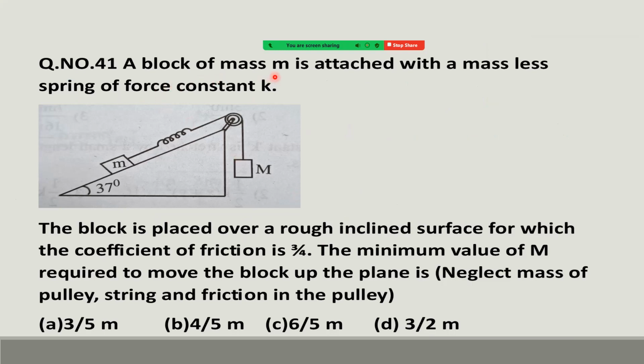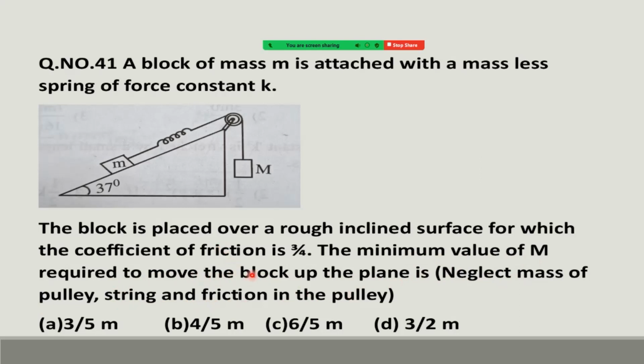A block of mass M is attached with a massless spring of force constant K. The block is placed over a rough inclined surface for which the coefficient of friction is 3 by 4. The minimum value of M required to move the block up the plane is. We have to neglect the mass of the pulley and spring mass, and friction in the pulley.